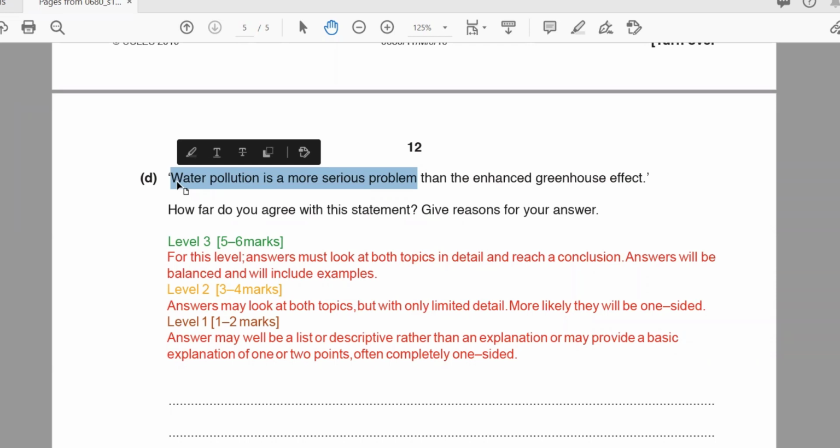Okay. Here they are not saying that they have more study on water pollution, or that everyone agreed that water pollution is a serious problem and greenhouse effect is not a serious problem. Don't confuse yourself. You have to give this logically: what do you think, what more evidence you have, and according to that give your answer.